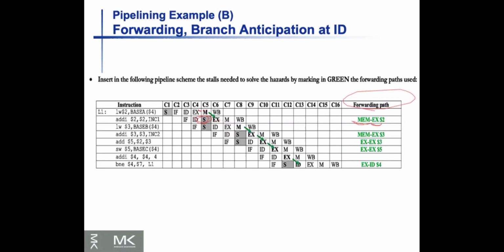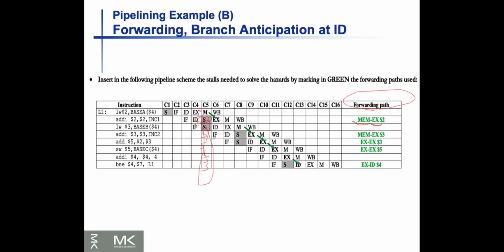The same thing happens for $3, the next one, because you loaded it and then you add I it. So the same thing, you need to have another forwarding path. So in this case, we couldn't avoid the stalls. So 1 stall here and 1 stall there. And you see when you have a stall, it's like a stall in 1 column, right? Because you're stalling the whole pipeline. So this is like nothing happens here.